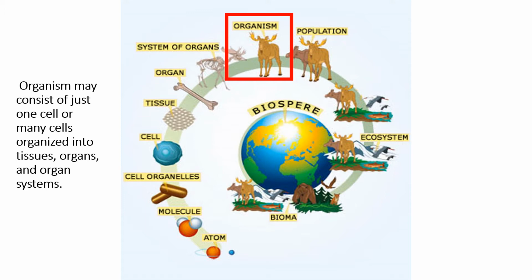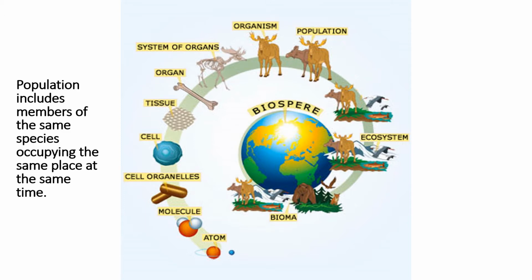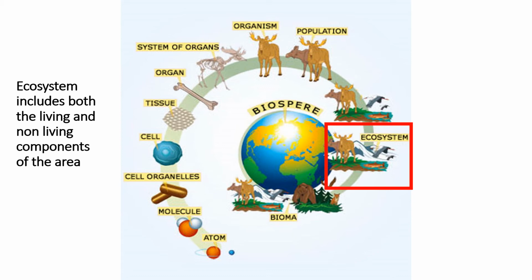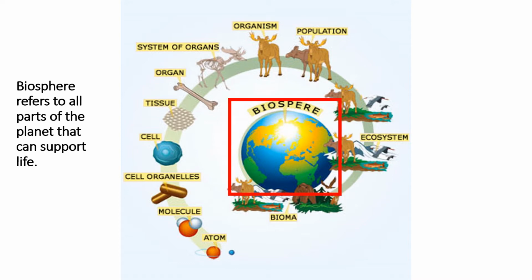Organization in the living world extends beyond the level of the individual organism as well. A population includes members of the same species of an organism occupying the same place at the same time. A community includes the populations of different species in a region, and an ecosystem includes both the living and non-living components of an area. Finally, the biosphere refers to all parts of the planet that can support life.